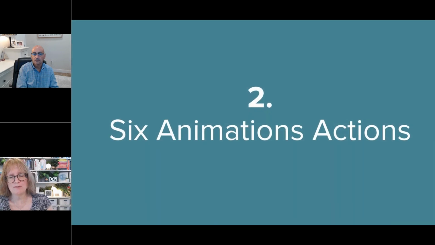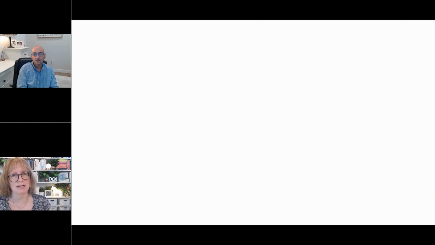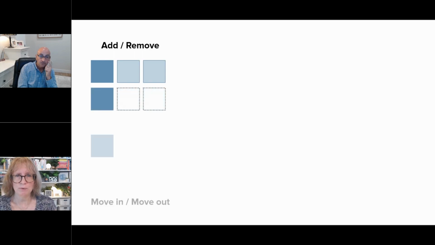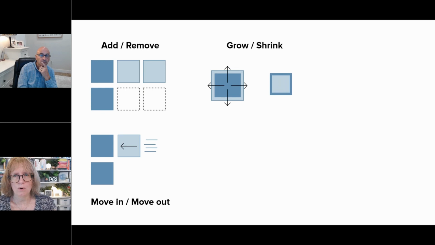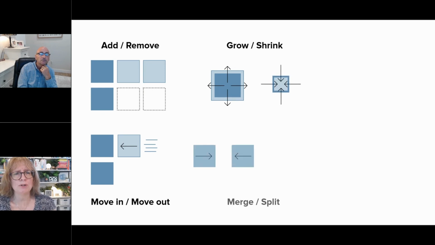Okay, moving away from that animation sequence and talking about 6 animation actions. What can we do with animations when we are creating presentation decks? So let's take a look at 6 animation actions. You can use animations and transitions on your slides to show content being added or removed. You can move objects in or you can move objects out. You can also show how content changes by making objects grow or shrink, or you can merge or split information.